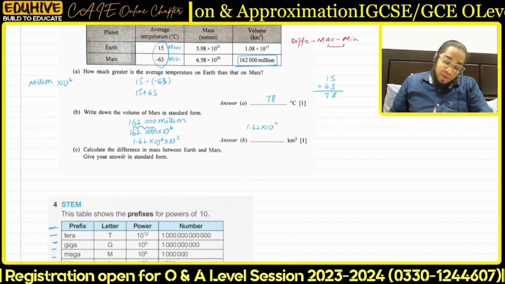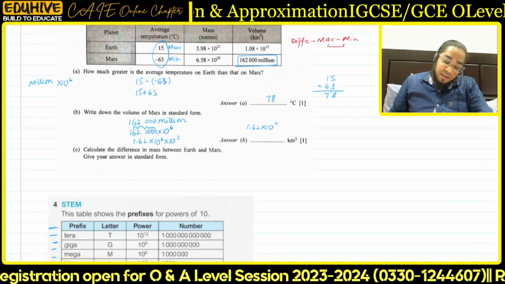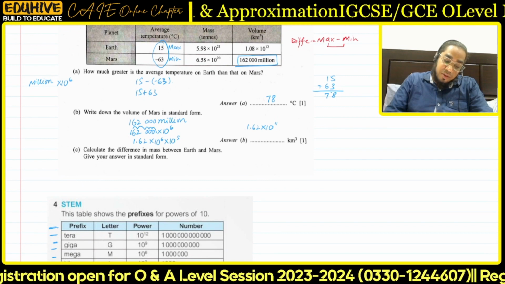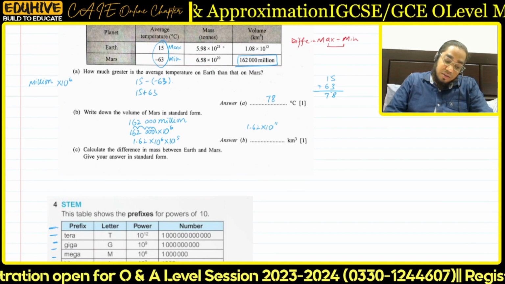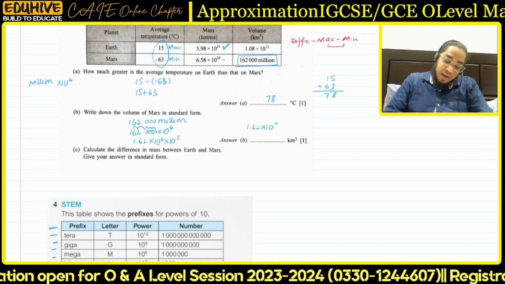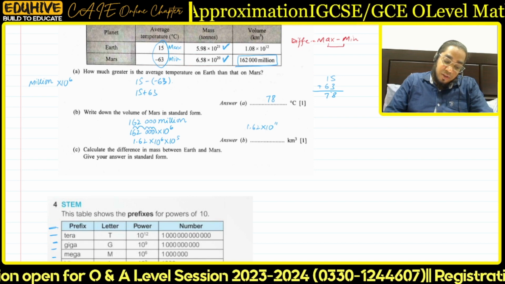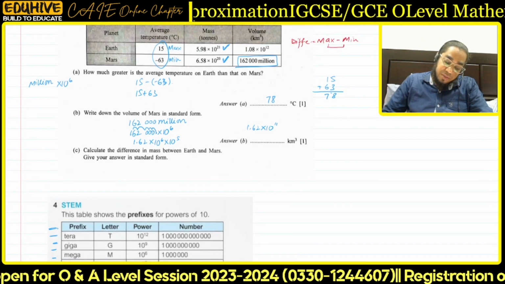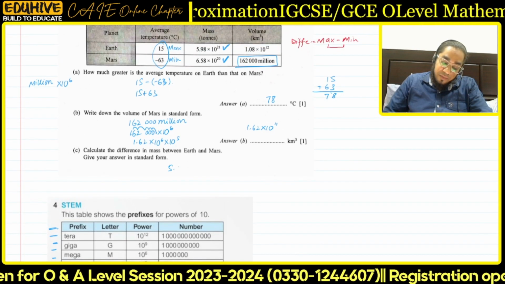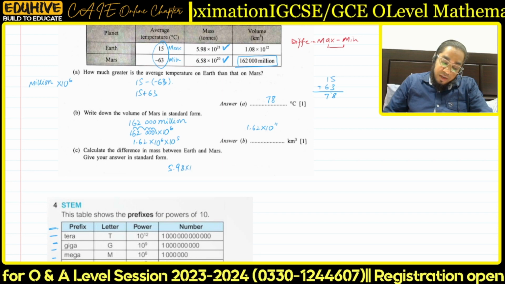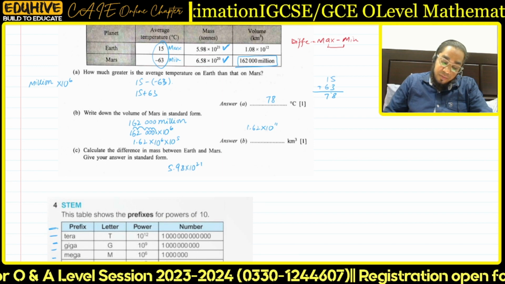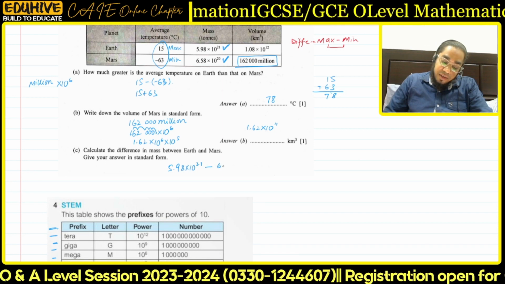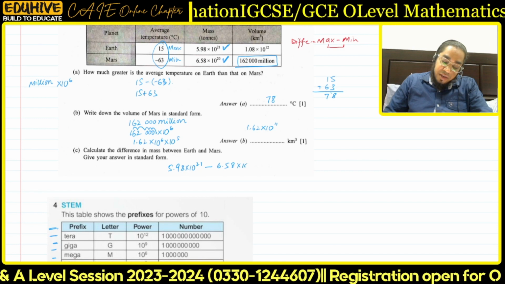Calculate the difference in the mass between the Earth and the Mars in standard form. The mass of Earth is over here and the mass of Mars is over here. They are asking to calculate the difference, so I'm going to write the maximum number first, 5.98 into 10 raised to the power 21. I'm going to subtract 6.58 into 10 raised to the power 20 from it.